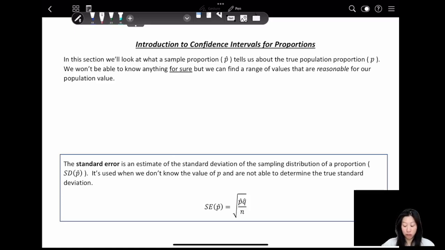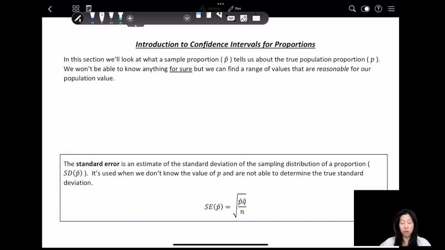Okay, so let's do some review. Remember what is standard error? Standard error is an estimate of the standard deviation of the sampling distribution of the proportion with the p hat. It's used when we don't know the value of p and are not able to determine the true standard deviation.